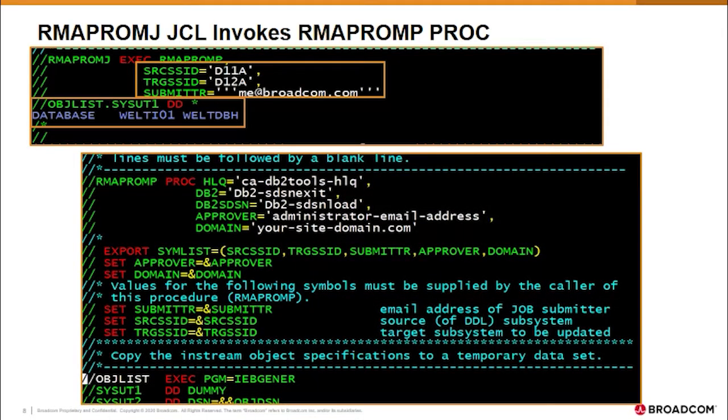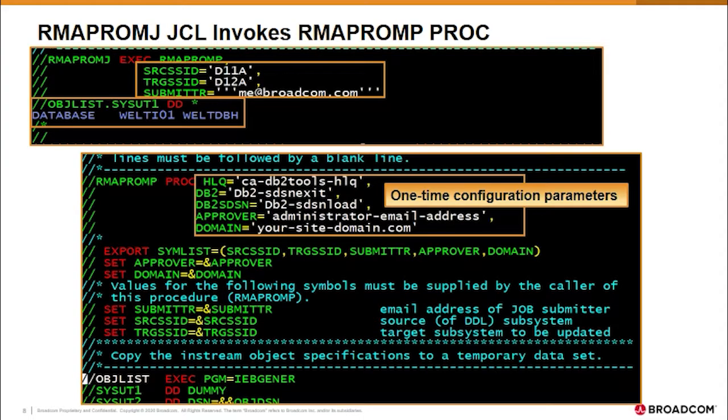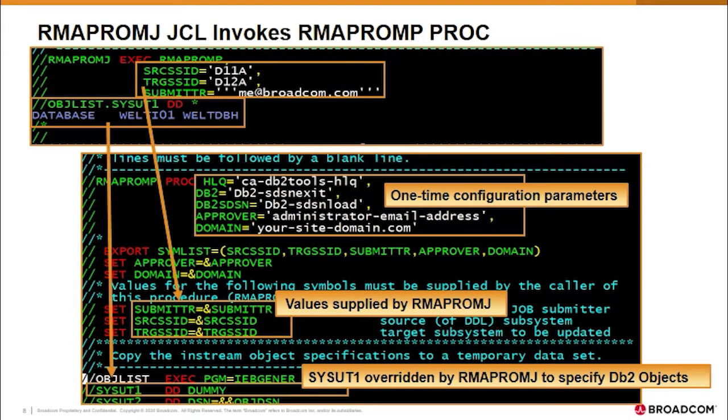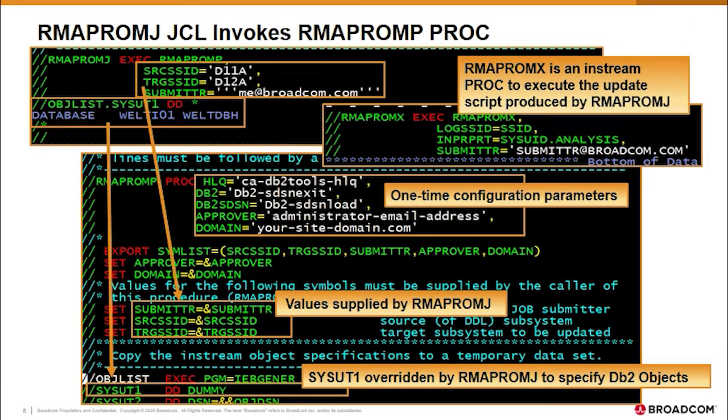The RMAPROMP PROC has a set of one-time configuration parameters, and it captures the values supplied by the RMAPROMJ job to do its processing in order to create a script to update the target environment. When the RMAPROMJ job completes, the DBA or administrator can review the changes to be made and simply submit RMAPROMX to update the subsystem.